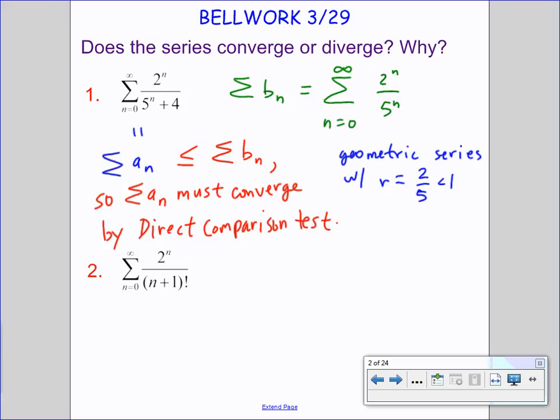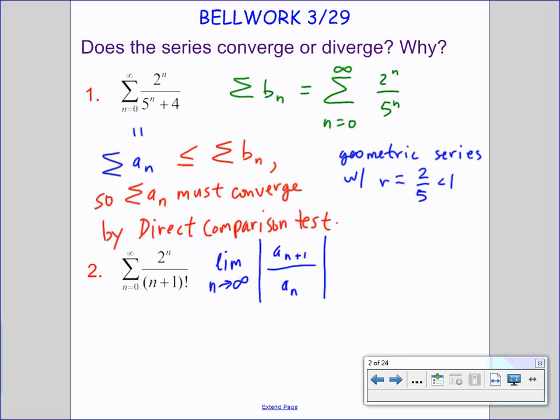In the ratio test, we consider the limit as n goes to infinity of the absolute value of a sub n plus 1 over a sub n. And we see if we can simplify. We want to see this ratio be less than 1. If it's less than 1, we know that my series will converge. If it's greater than 1, then the series diverges. And if it equals 1, then the ratio test is inconclusive. It doesn't tell us one way or another.